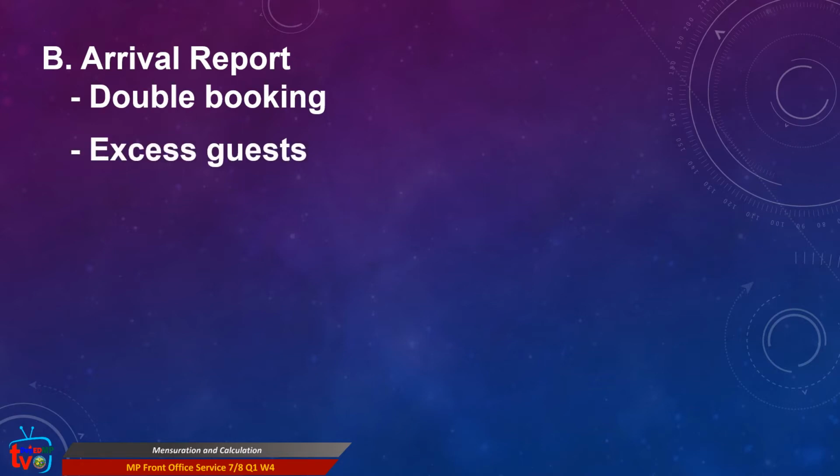The next calculation would be the preparation of the arrival report. As front desk officers, you must always monitor the rooms sold and rooms available to avoid double booking and receiving excess guests. When we say double booking, this is receiving a reservation or a booking for a room which is already occupied, or receiving two or more reservations for a room for the same day and time.